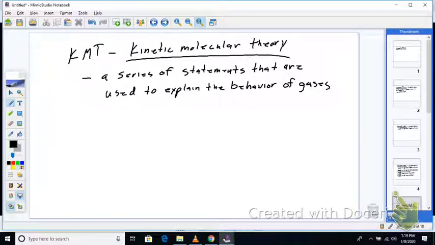Okay, so all gases that are called an ideal gas have to fit under these 4 statements. Now, not all gases are ideal. What I mean is, not all gases will follow the behavior of these 4 statements perfectly. So, if you hear this word ideal, that means the perfect scenario.